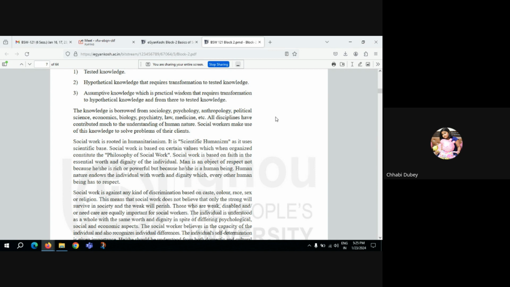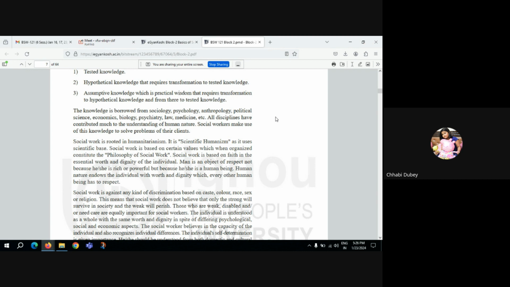Okay, it also studies the lesser known societies. Political science studies the political institutions existing in the society. Economics will study the economic institutions. Similarly, you have biology, psychiatry, law, medicine. All of these different disciplines cater to one or the other aspects of society or individuals.